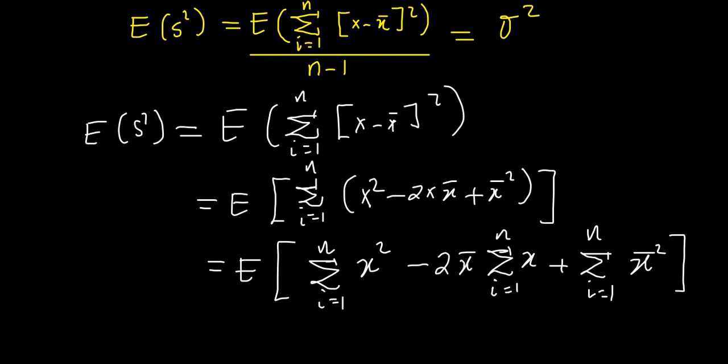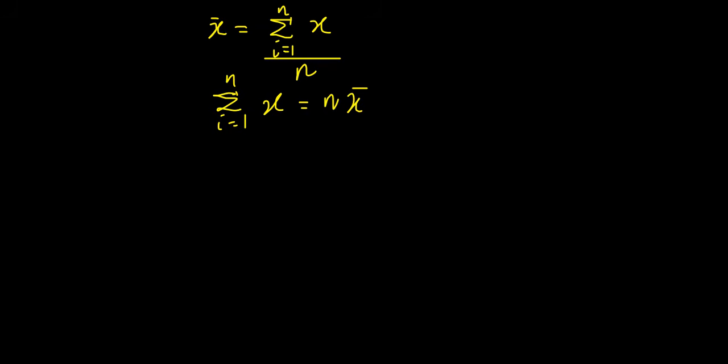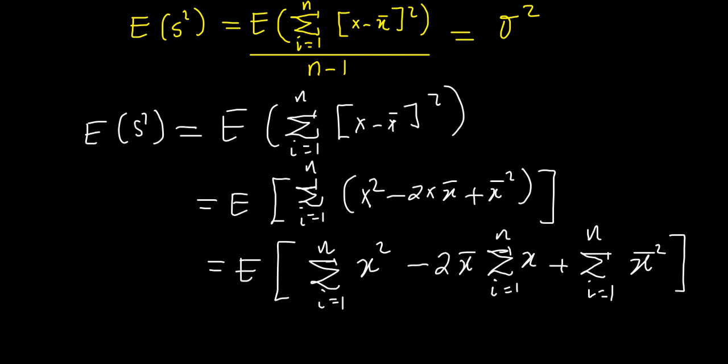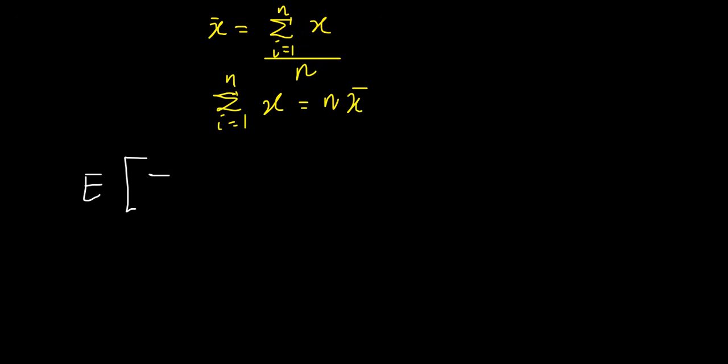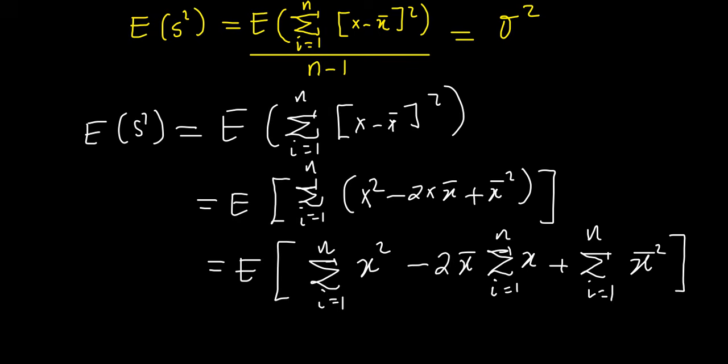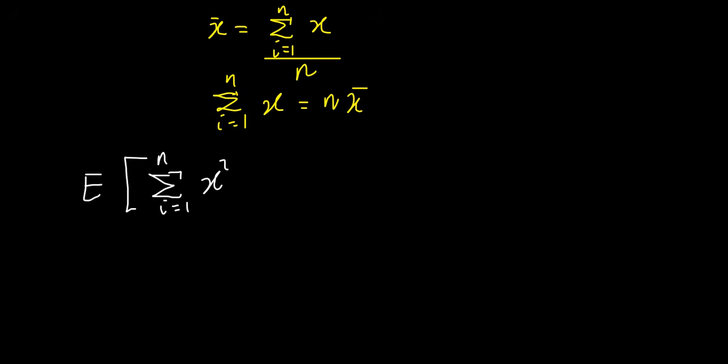And then from here now I'm going to get this term. So we have got the estimated summation of x squared, and then we have got minus 2 times the mean.